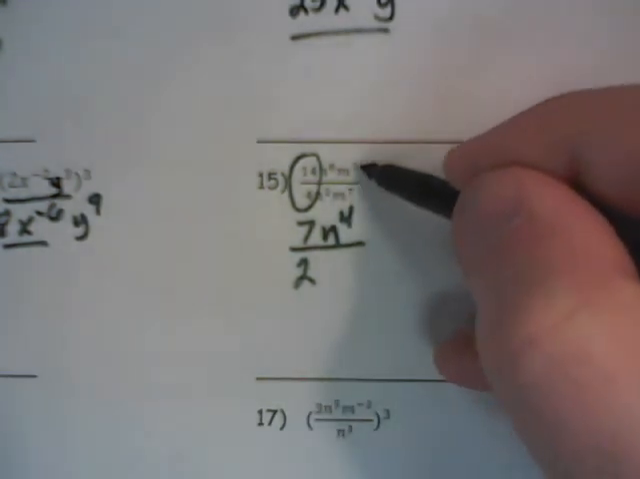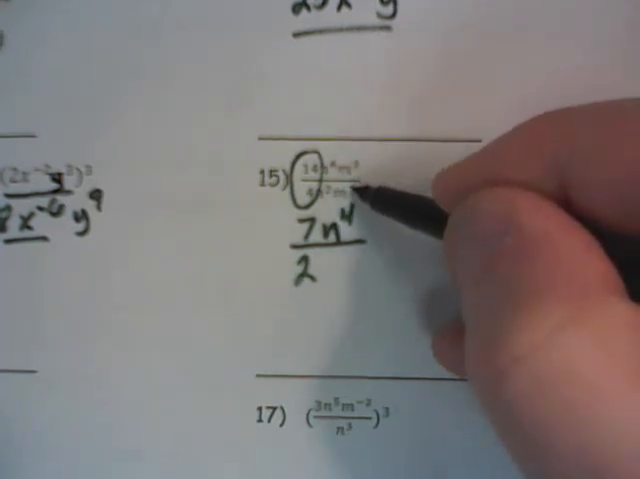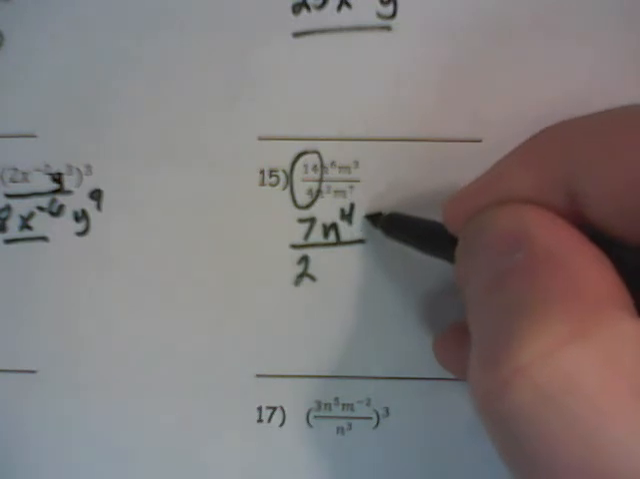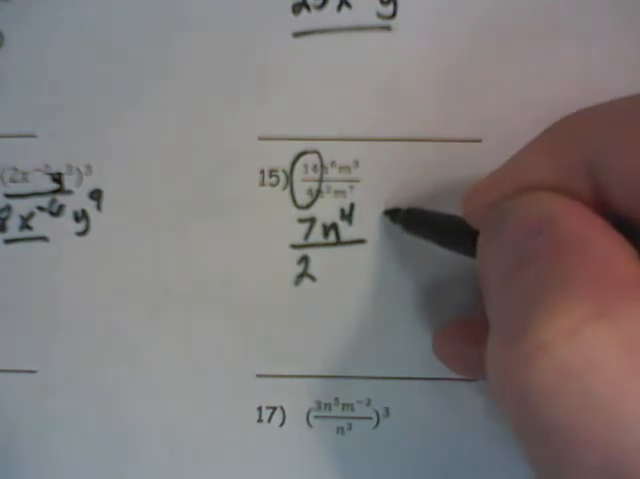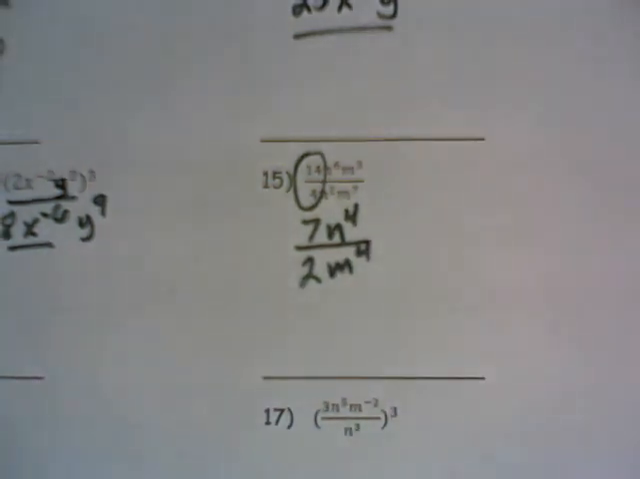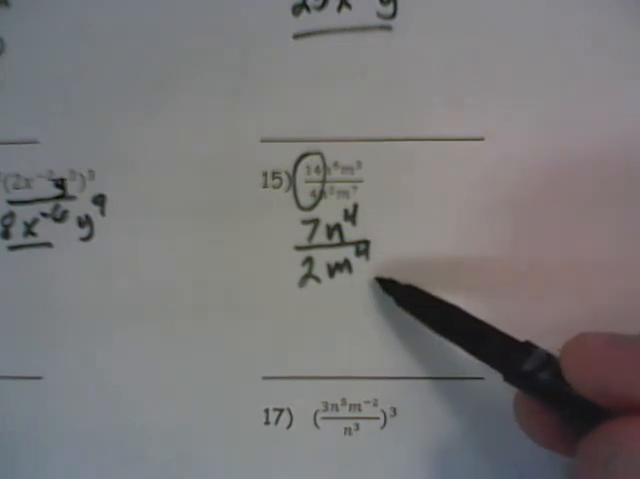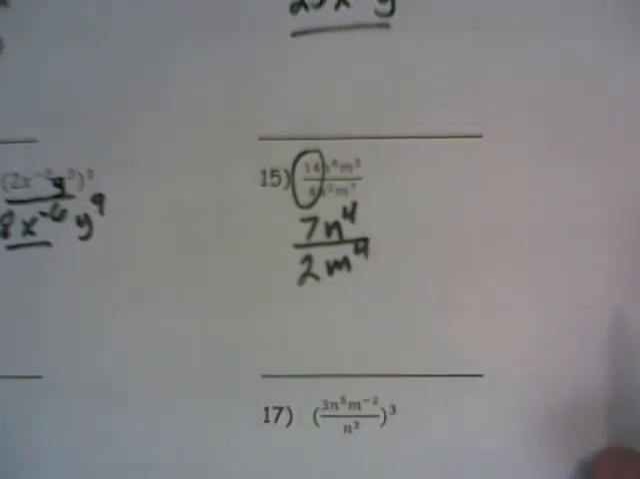That's different here with the m's, because when I take m to the 3rd over m to the 7th, I'm going to subtract those exponents just like I did here, but I get a negative 4. And instead of having m to the negative 4th on top, I'm going to move it to the bottom and write it as m to the positive 4th. So my final answer is just 7n to the 4th over 2m to the 4th. All right, let's move on to number 16.